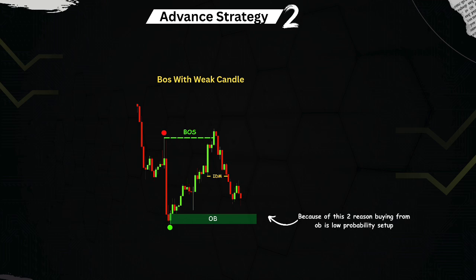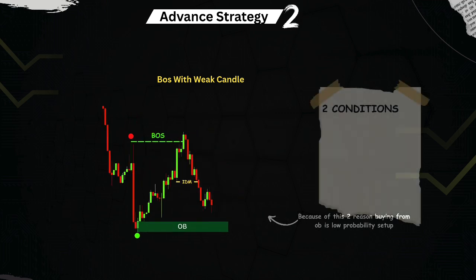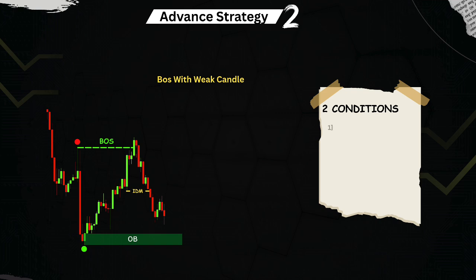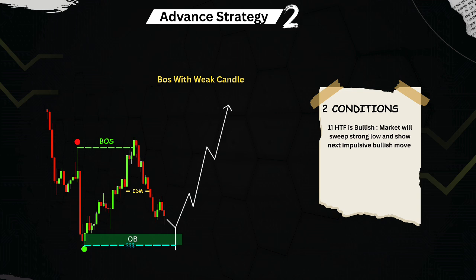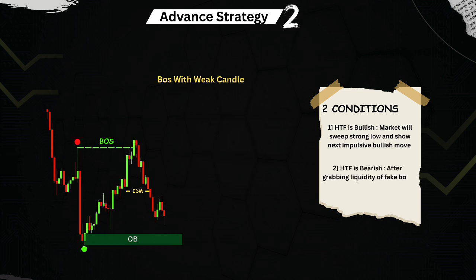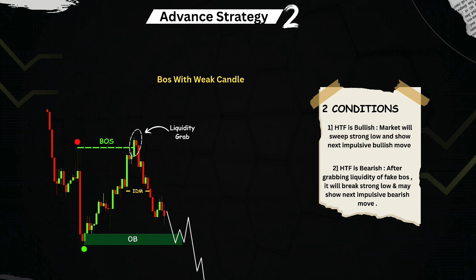Because of these two reasons, buying from this order block is a low probability setup. Here, we have two conditions. First, if the higher time frame is bullish, the market will sweep the strong low and then show the next impulsive bullish move. Second, if the higher time frame is bearish, after grabbing liquidity of the fake BOS, it will break the strong low and may show the next impulsive bearish move. This is how we can easily predict the right market direction using the higher time frame.